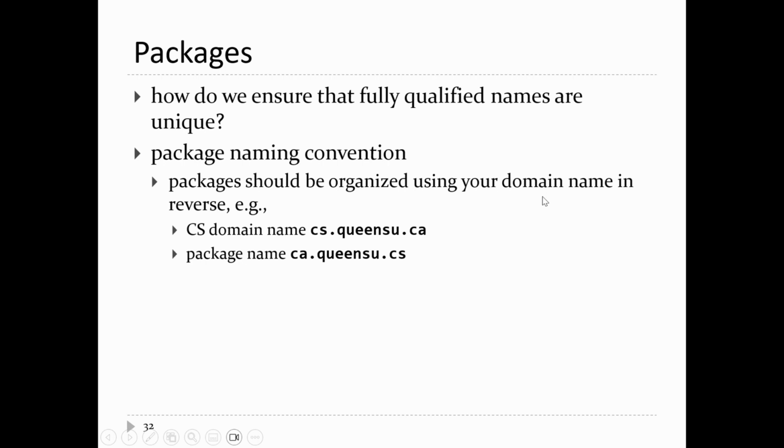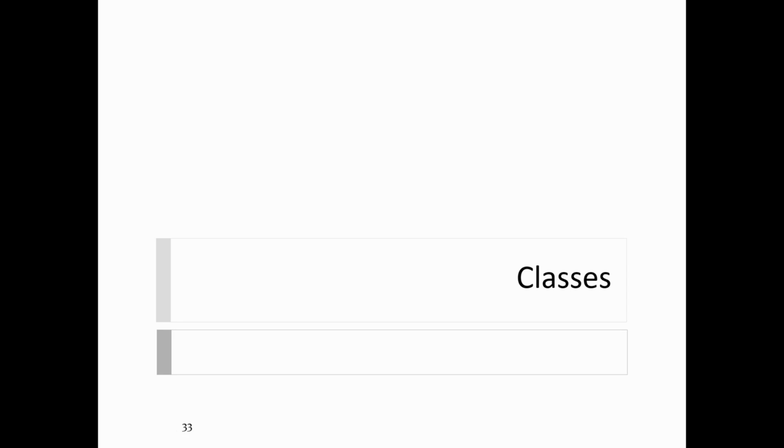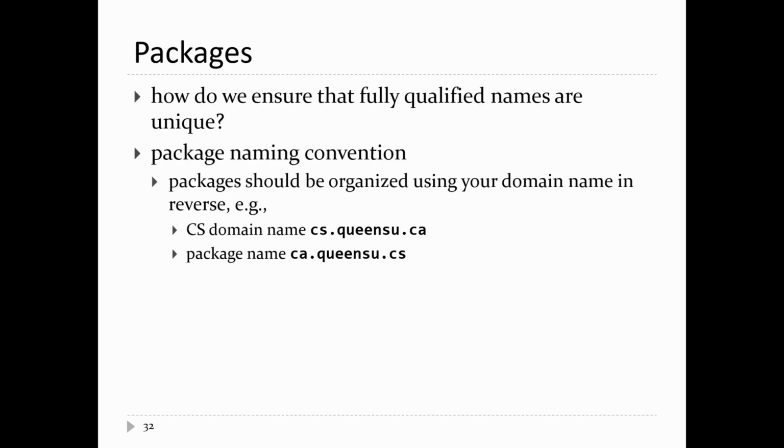Now, again, there's nothing stopping you from not using this convention. And if you don't use this convention, then there's no guarantee that the names of your classes and packages will be unique if you need to use somebody else's packages and classes as well. All right, so a package is basically a way to organize the source code files in your program. They are one form of modularity in the Java programming language.